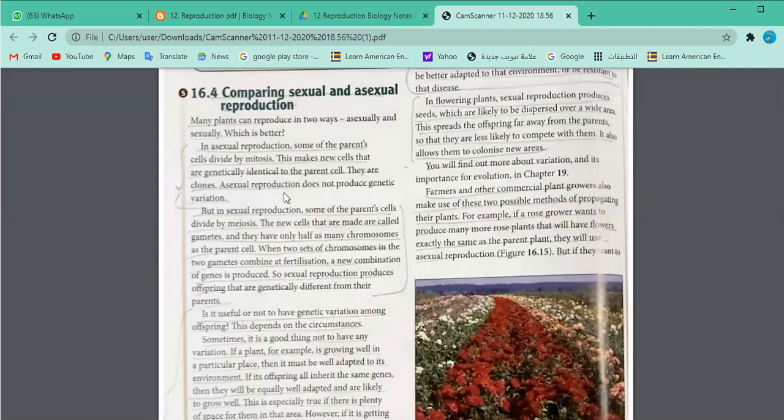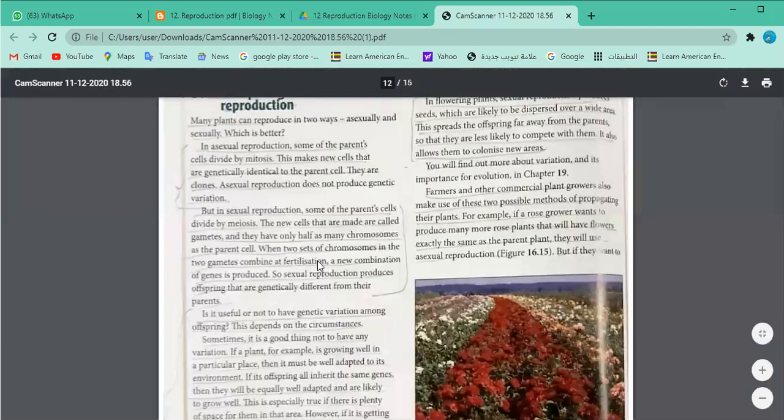They do not have much genetic variation. This is one thing which is important. But in sexual, it's exactly the opposite. Two parents are involved, cells are divided by meiosis, so just exactly opposite. Much genetic variation. If you know one part, you can easily describe the other, exactly opposite, okay? And you can see here, all the cells are diploid, and here are haploid in the case of gametes.